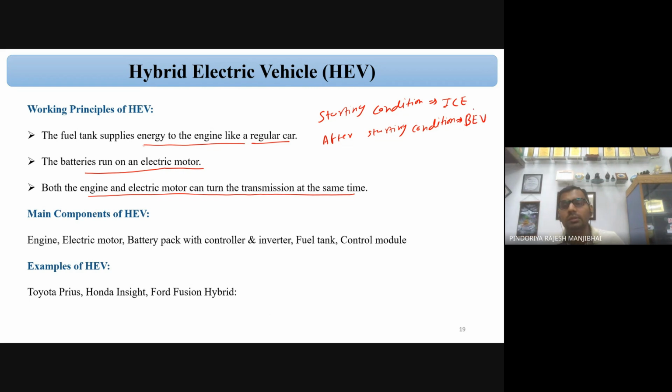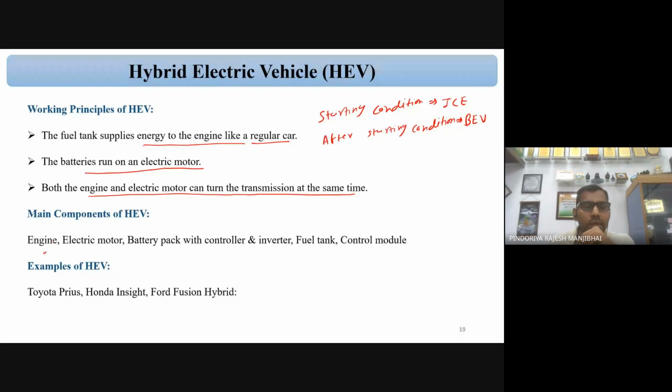Because during starting we need more power, so we get more power through the engine, the ICE vehicle engine, correct? So that's why we normally use the ICE engine during starting. Once the vehicle moves and covers a little distance, then we can switch to the battery operated mode.